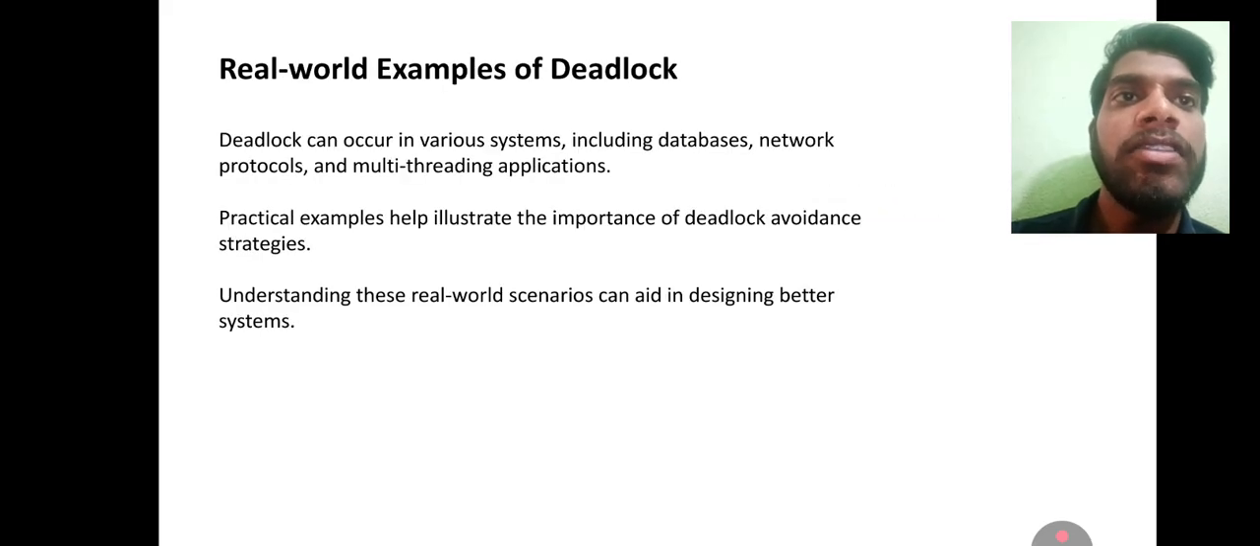Real-world examples of deadlocks. Deadlock can occur in various systems, including databases, network protocols, and multi-threading applications. Practical examples help illustrate the importance of deadlock avoidance strategies. Understanding these real-world scenarios can aid in designing better systems.